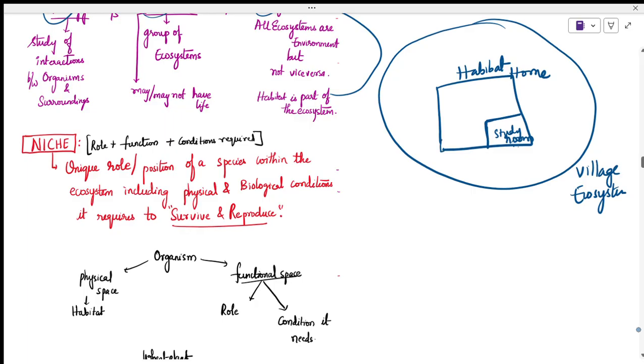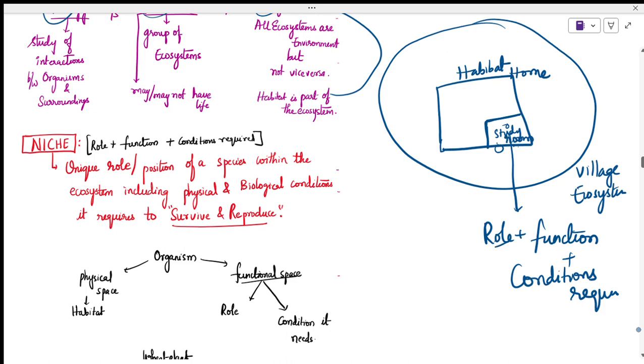For example, my study room will have enough sunlight, ventilation, a fan, and conditions where I can study. So my role is to study and my function is to sit and study. Then the conditions required: my role is to study, the function is that there should be a separate room for me to study, and the conditions required are ventilation, fan and all. These things are called niche.